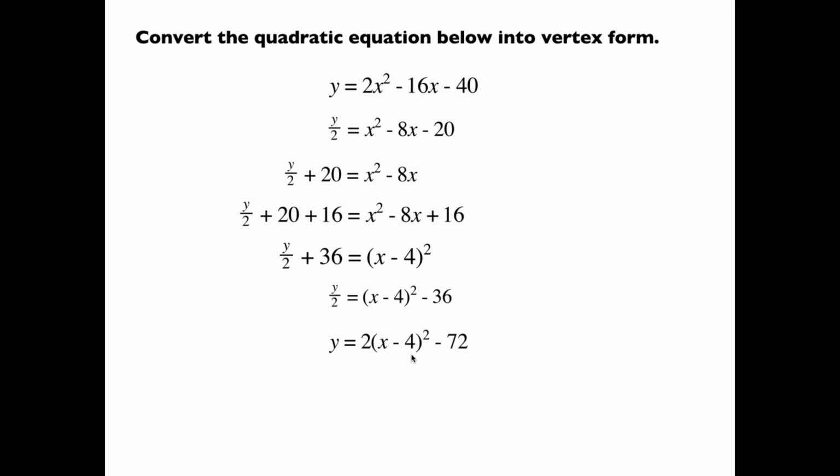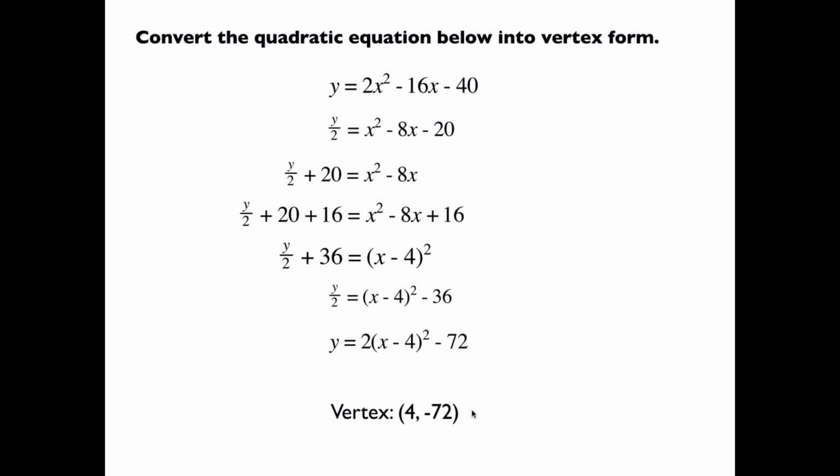And we know that the x-coordinate of the vertex is always h, which comes after the subtraction sign, x minus h. So the x-coordinate of the vertex is 4. And the y-coordinate of the vertex is always this constant sitting outside the parentheses, k, which is negative 72. So our vertex is 4, negative 72.